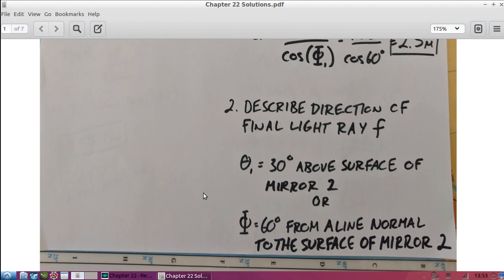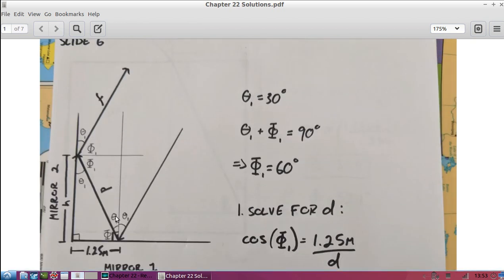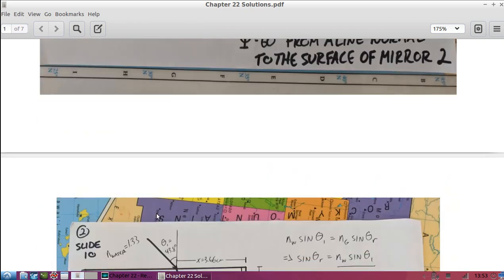Just as long as you're giving an angle, but you're also giving that angle with respect to either the nearest surface or the nearest normal line, something like that. So we have an idea of where that angle is. All right, so that's a basic law of reflection problem. We used it twice, and then some trig and geometry sprinkled in there, which we all love. Okay.